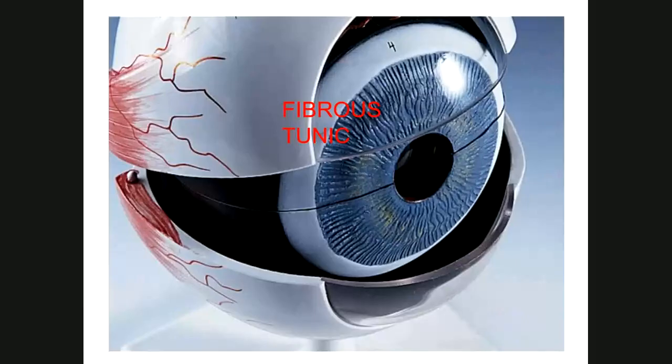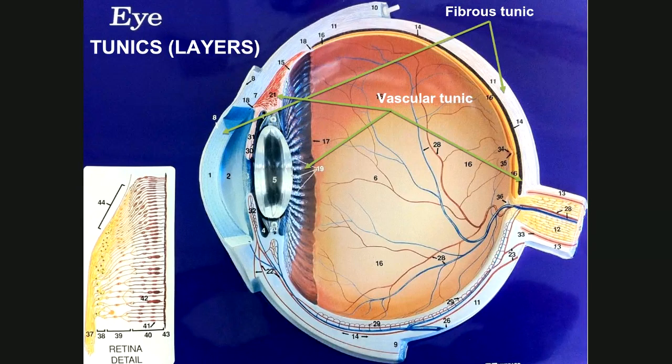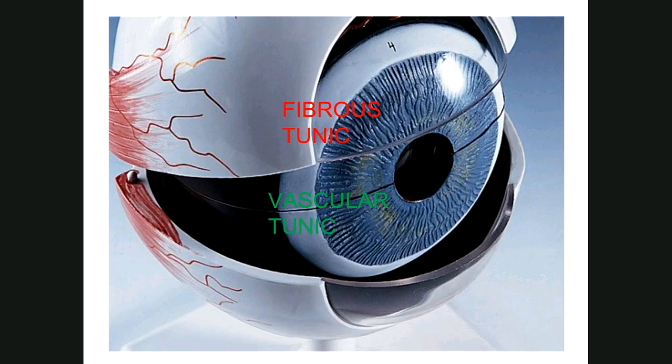There's a fibrous tunic. There's a middle layer, which is this black that you see in here, plus all of these blood vessels that you see. It's called the vascular tunic. Vascular, blood vessels, got lots and lots of arteries and veins running through here. Now remember, there are none over here, but there are lots of them in the back of the eye. So that's the vascular tunic, this middle layer.